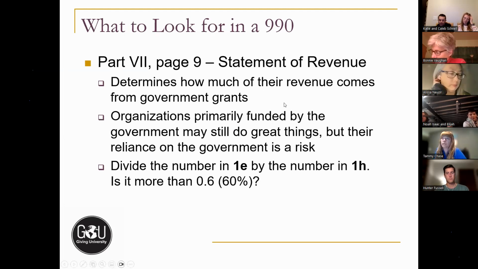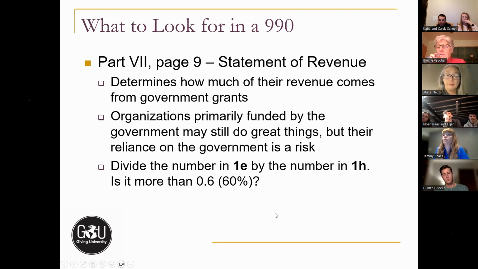But basically, we're going to go through their revenue. So we're going to find out where the revenue is coming from, and then we're going to find out if they're primarily funded by government grants. So that's the purpose of this line, and that's found on page 9. We want to hopefully get organizations that are not so dependent on the government, because government regulation could change and that organization could collapse in a hurry.